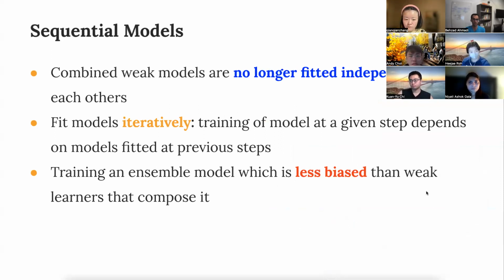Sequential models, on the other hand, you combine weak learners, but you do them in a non-independent way, sequentially. Each of these is highly biased. They're weak learners. They're highly biased. But the sequential format tends to lower the bias of the whole system.